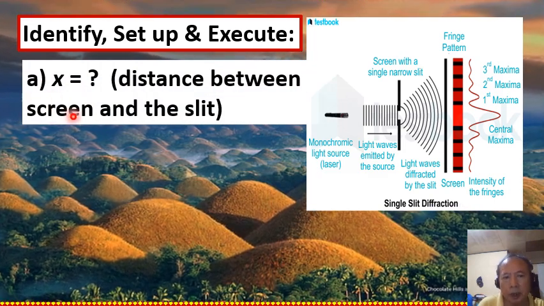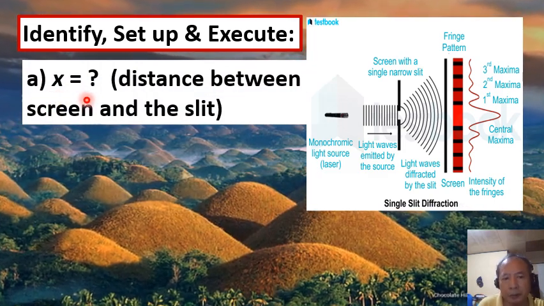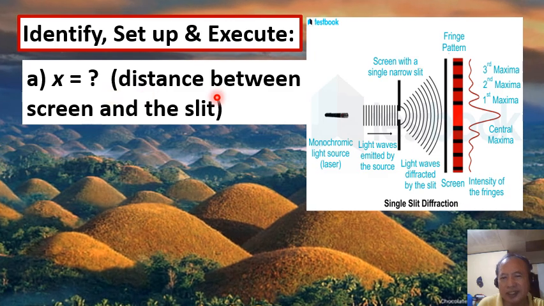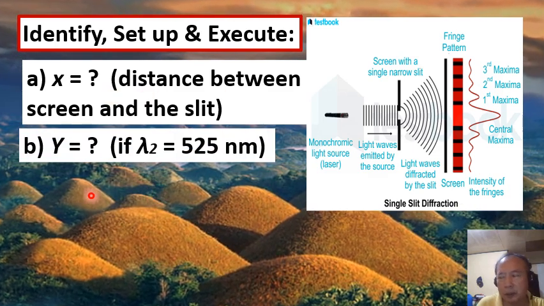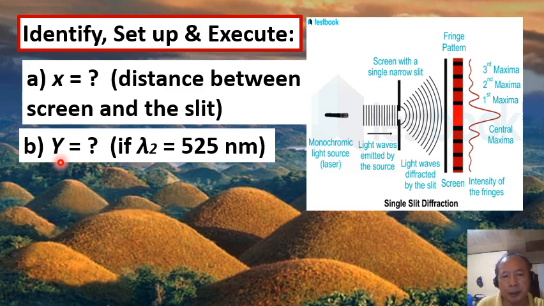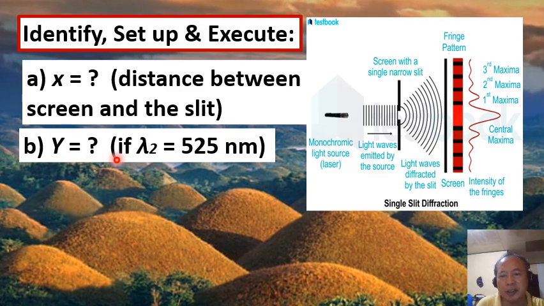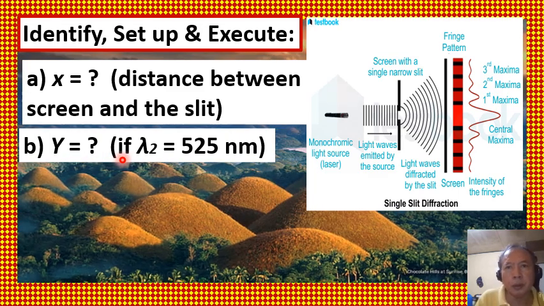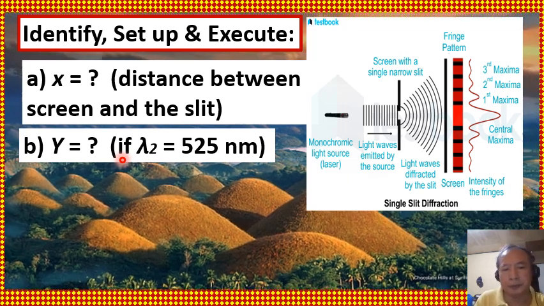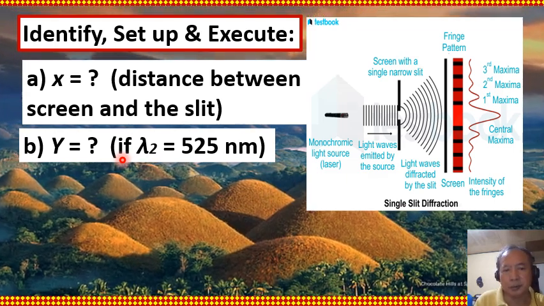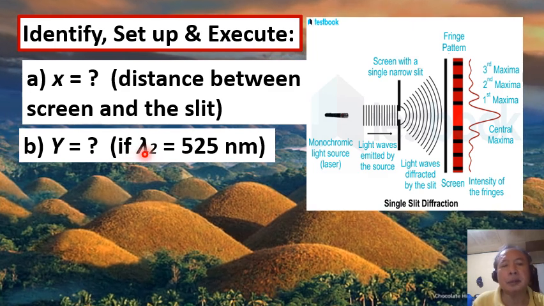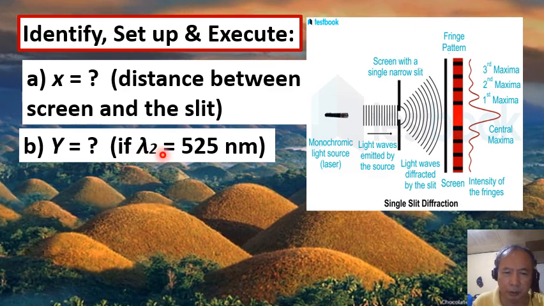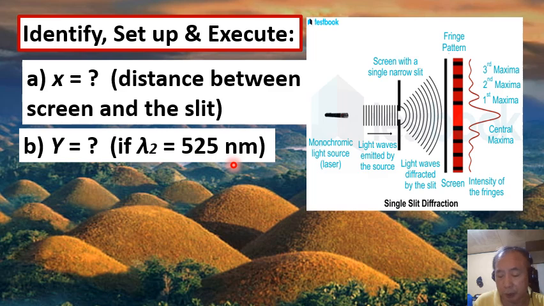For question letter A, we are asked to find the value of x, that is the distance between the screen and the slit. While in question letter B, we are asked to find the value of y, or the distance between the two second order dark fringes, if the wavelength of the laser light is now equal to 525 nanometers.